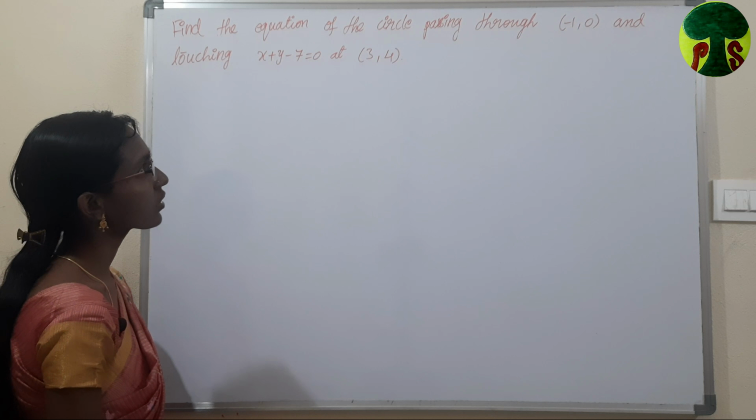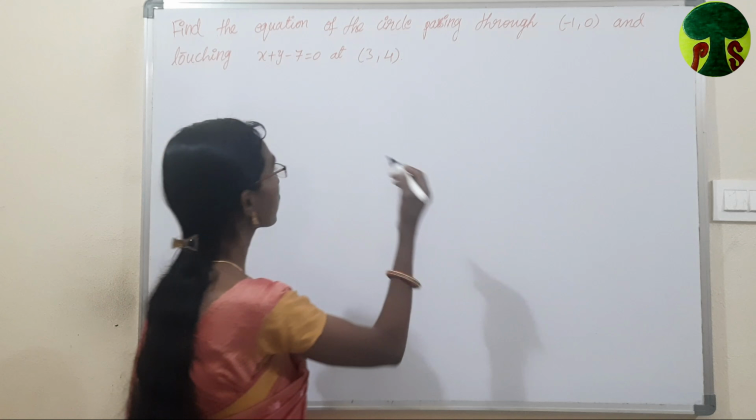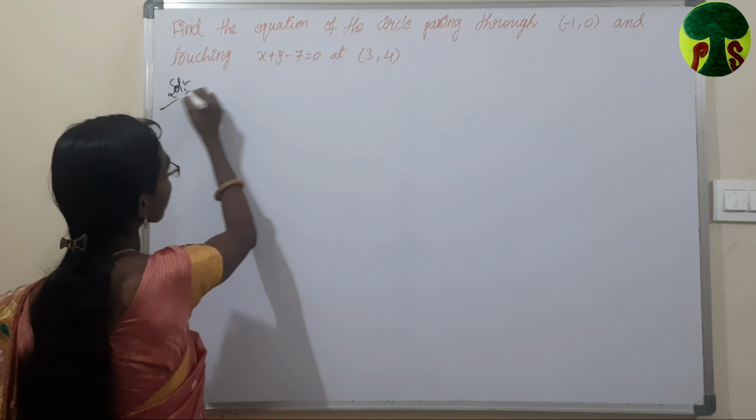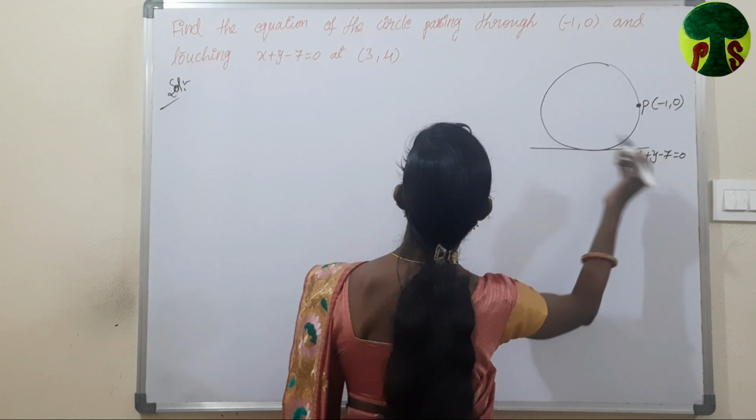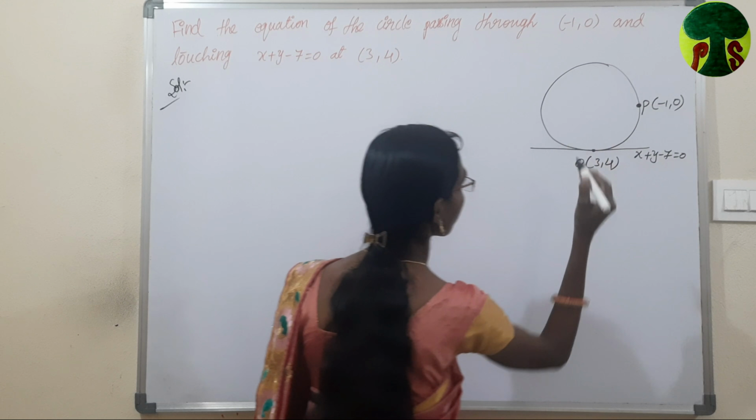Find the equation of the circle passing through minus 1, 0 and touching x plus y minus 7 equals 0 at 3, 4. Let us draw the diagram. This is the circle, passing through a point. Let us consider that point as P, minus 1, 0, and the circle touches the line x plus y minus 7 equals 0 at 3, 4. Let us consider this point as Q.